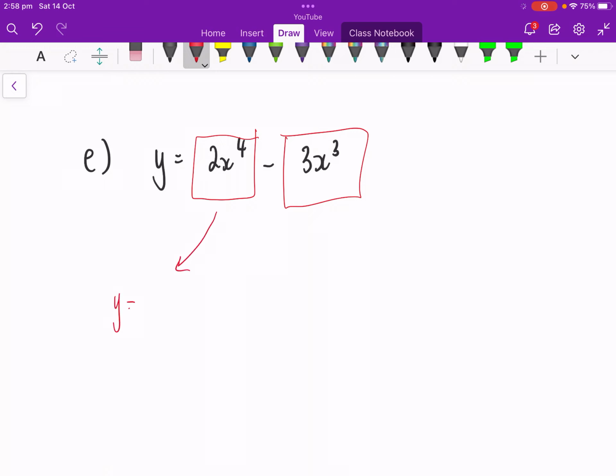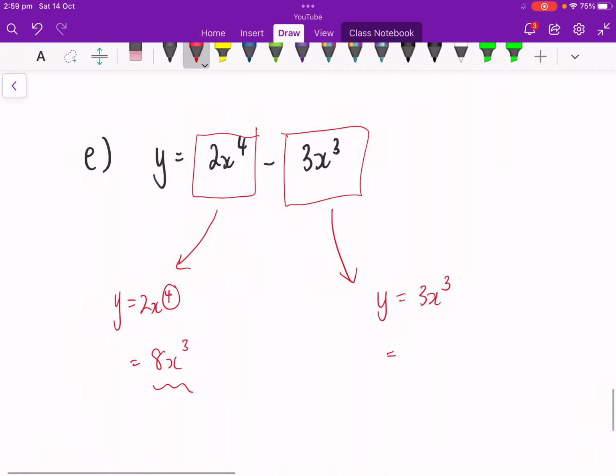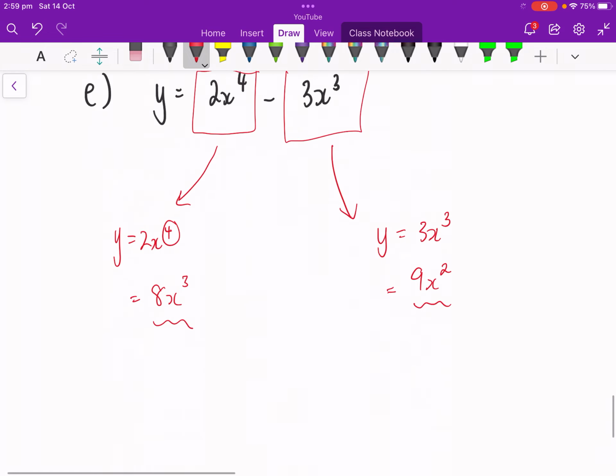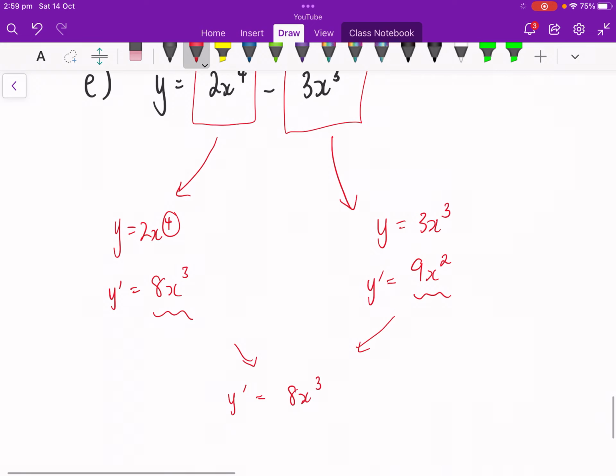So if we had y equals 2x to the power of 4, and you had y equals 3x to the power of 3, let's just differentiate them separately and put our answers together again. 2 times 4 is 8x to the power of 4 take 1 is 3. So that's one answer. It's not the final answer, but it's one of the answers. 3 times 3 is 9x to the power of 2. Let's put it back together. So we split it up. Let's put it back. That means y prime, sorry, I need to keep my notations there. Y prime, or the differentiated answer, is 8x cubed take away 9x squared.